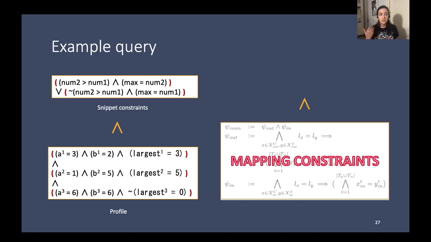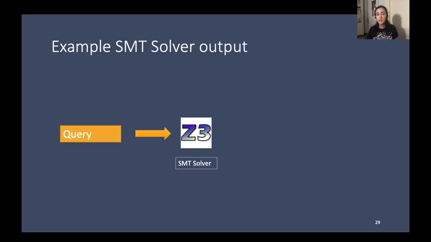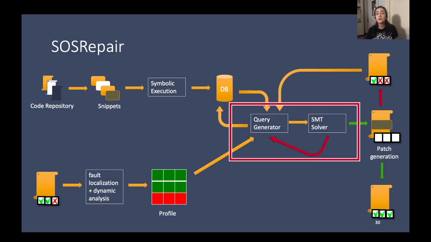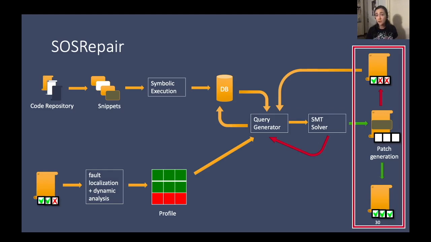We have snippet constraints, we have the profile, and we have the mapping constraints. So now we can pass this query to the SMT solver. If the SMT solver finds this query unsatisfiable, we know that we cannot use the snippet of code to patch the program, and the snippet of code does not match the profile of the buggy program. On the other hand, if it tells us that it's satisfiable, it will also tell us a valid mapping between two sets of variables, in which case we will move on to the next step, which is patch generation and iteration.